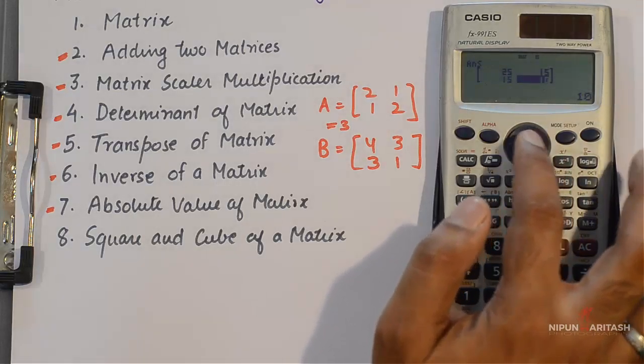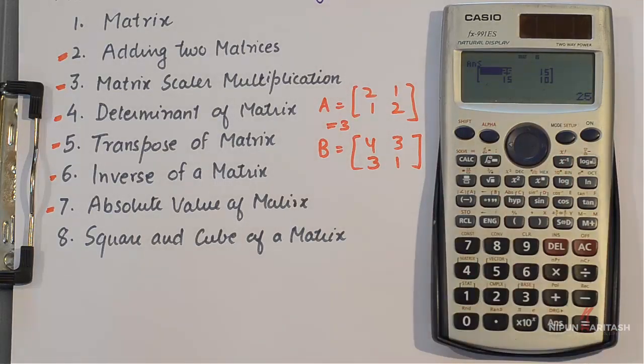So that is how we can perform all these matrix calculations in Casio Fx-991ES with such ease, and we can do the operations really fast.